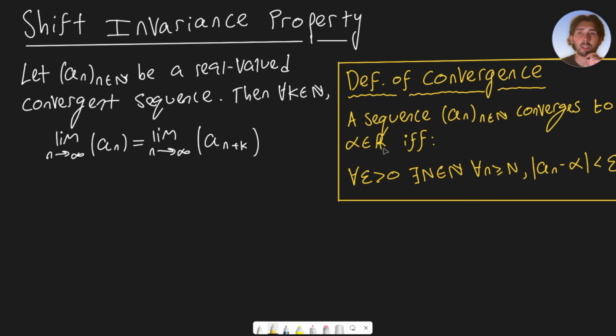Now let's just state the shift invariance property. That is that for a sequence a_n, real valued, and we're supposing that it is convergent, then for all k in the natural numbers, the limit as n approaches infinity of a_n is equal to the limit as n approaches infinity of a_(n+k).